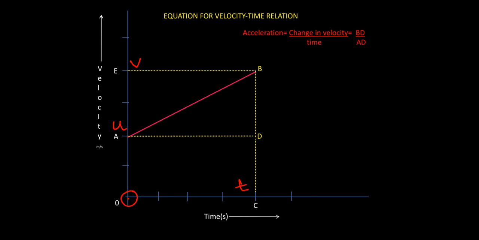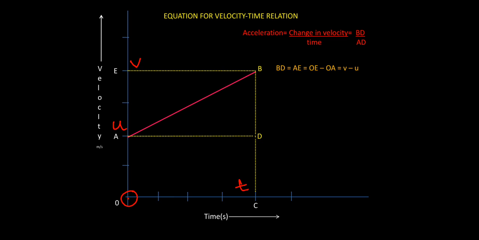So your acceleration, change in velocity. Now here what is change in velocity? Body is moving from A to B. So the change in velocity on y-axis is your BD. So change in velocity is BD and it is in time AD. This AD and OC are parallel to each other. So AD is equal to OC, which is equal to T.